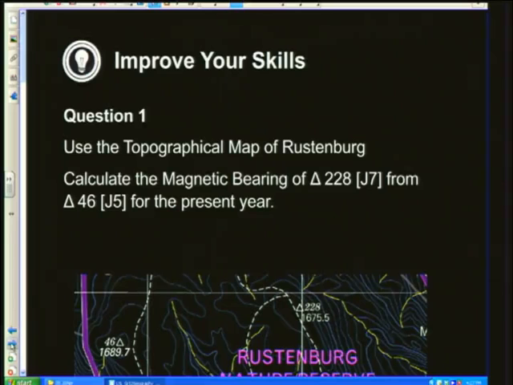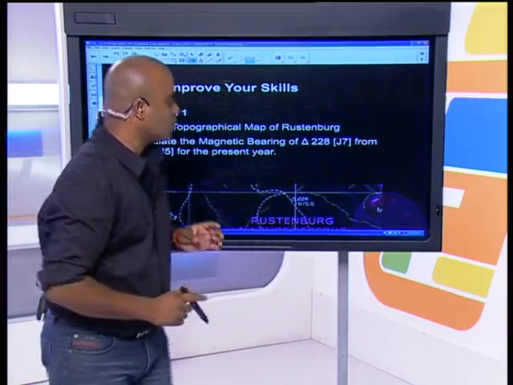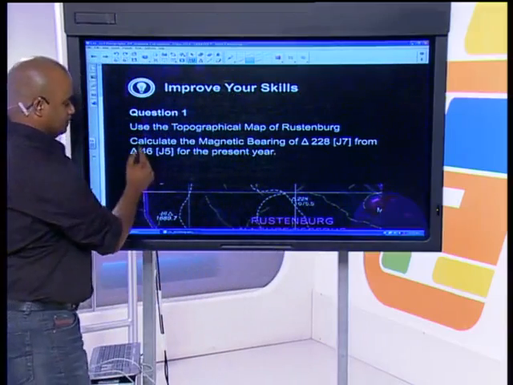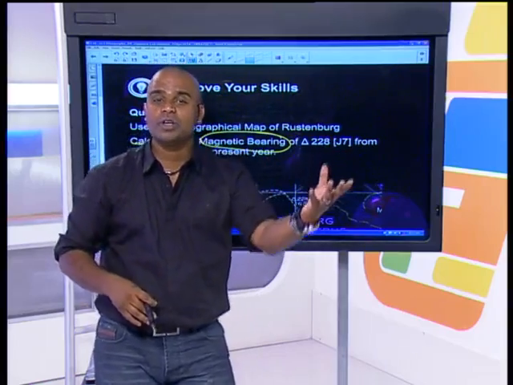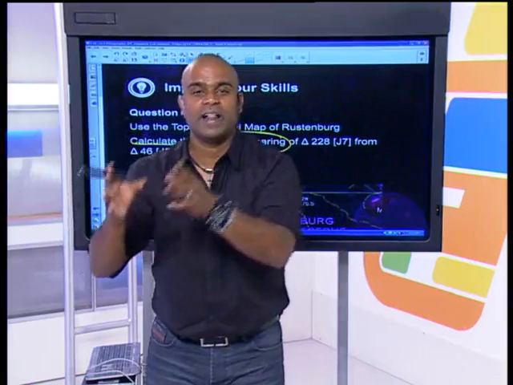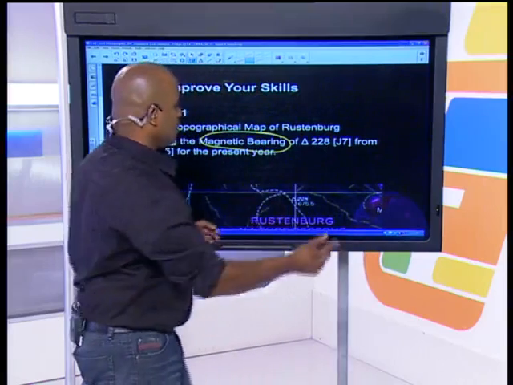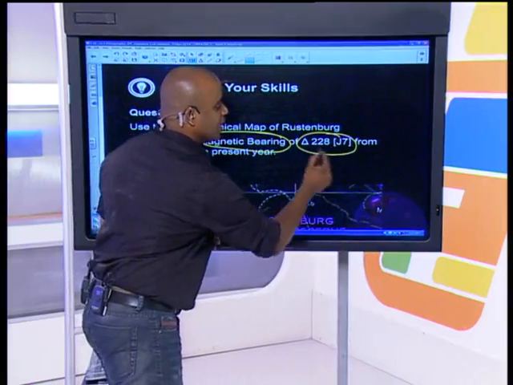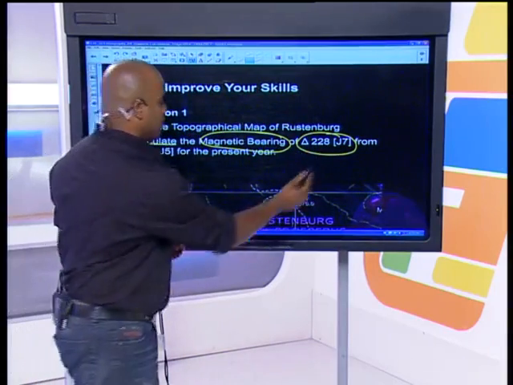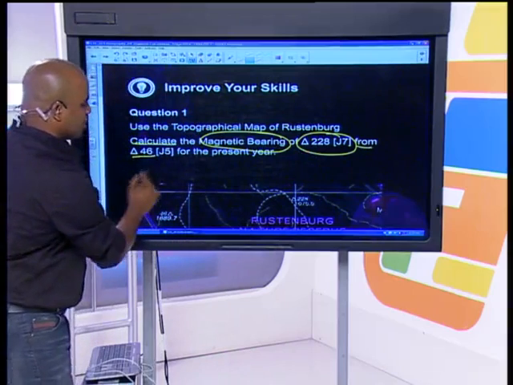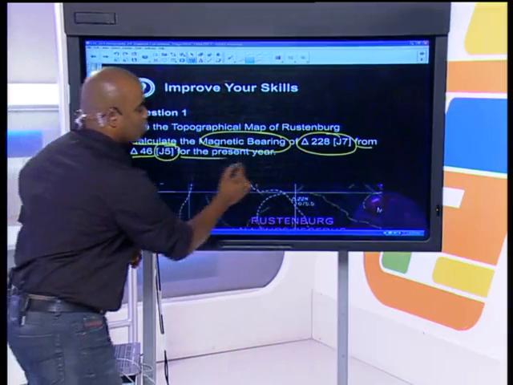We will be using today the topographical map of Rustenburg. What we will focus on is the following question: calculate the magnetic bearing. Immediately, once I see the magnetic bearing, I should remember that I'll have to be calculating the true bearing as well as the magnetic declination of trig beacon 228, which is in J7, from trig beacon 46, which is in J5, for the present year.